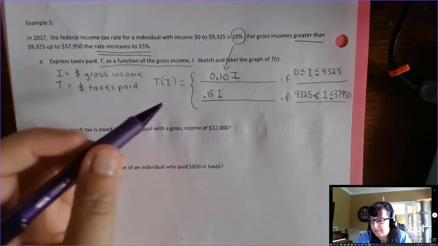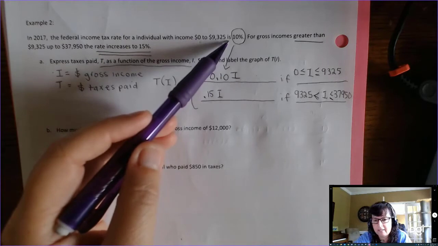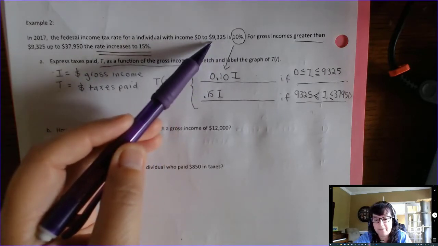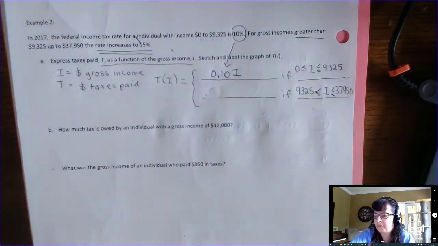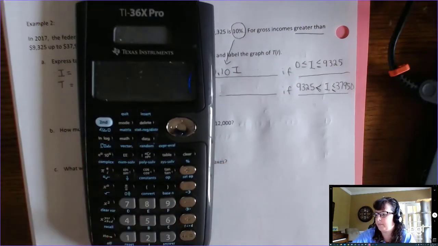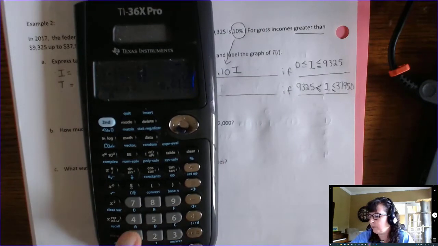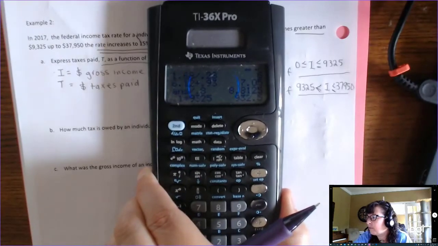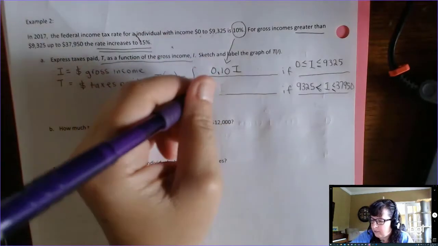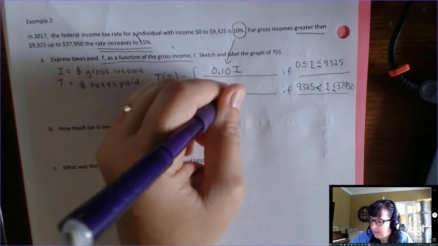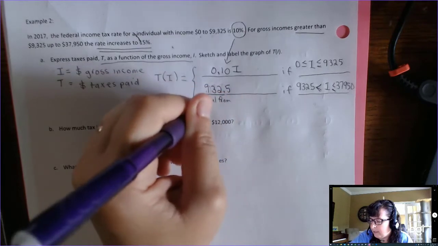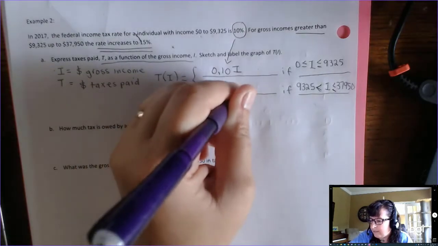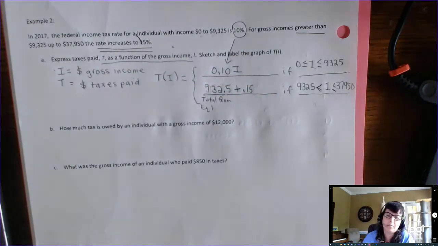So what's happening is you get to pay 10% up until 9325. Okay, so what you have to do, and I'll make little notes here, is you have to find the total. You have to total out the top equation. So let's figure out what 0.10 times 9325 is. It's 932.50. Okay, so that's going to go here. That number is the total from equation 1 plus, okay, so that's the first tricky part.